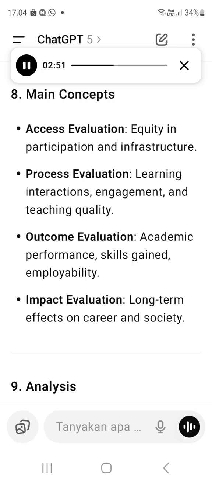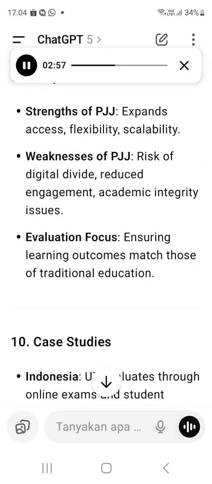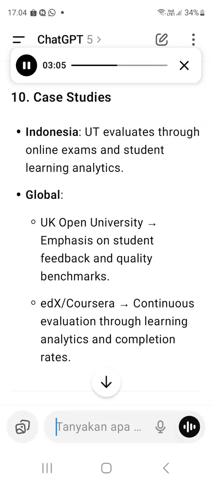Analysis. Strengths of PJJ: expands access, flexibility, scalability. Weaknesses of PJJ: risk of digital divide, reduced engagement, academic integrity issues. Evaluation focus: ensuring learning outcomes match those of traditional education.